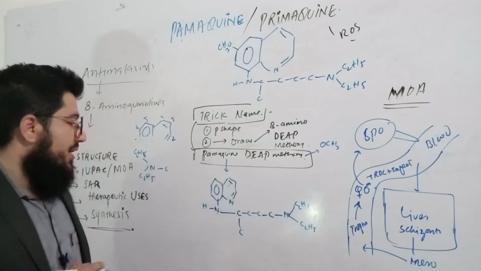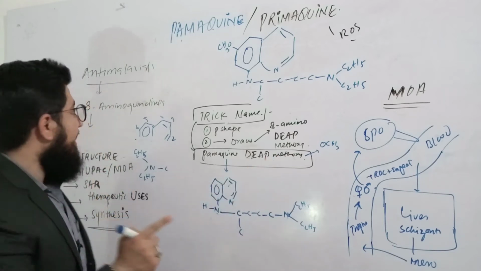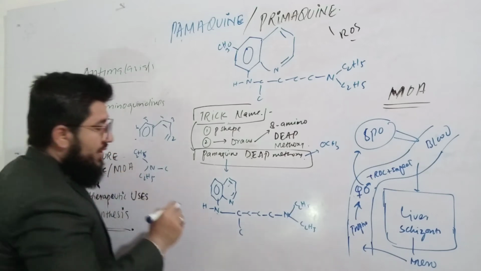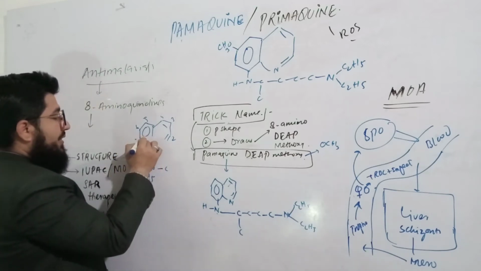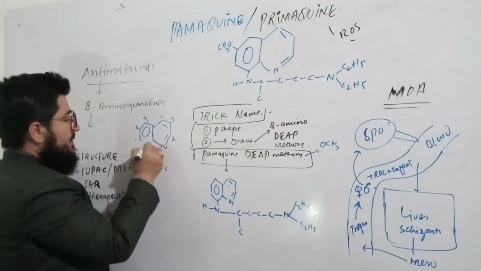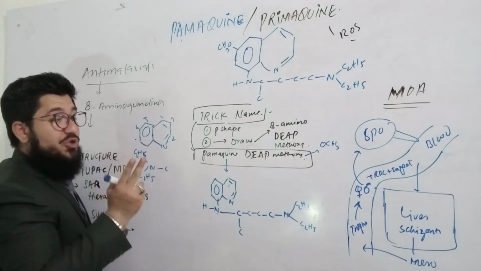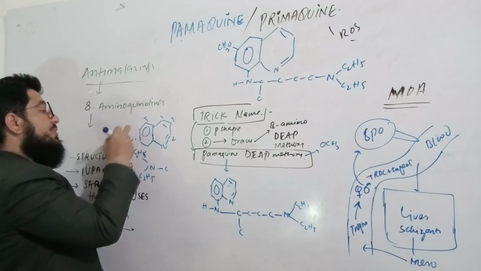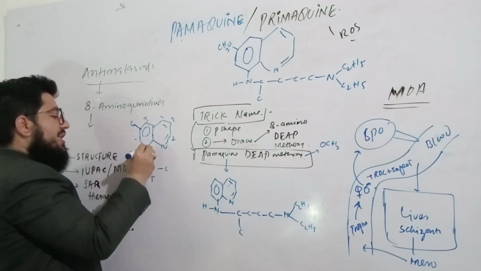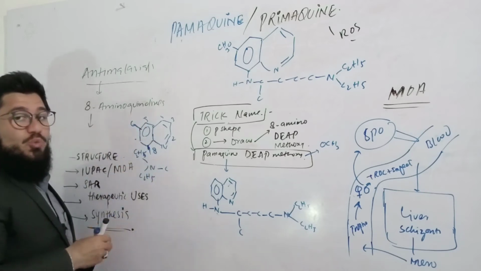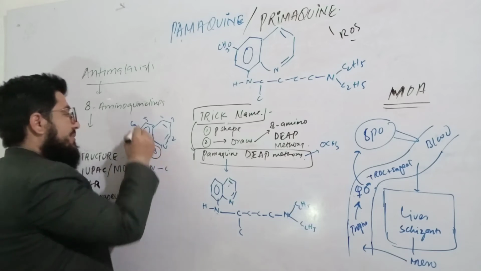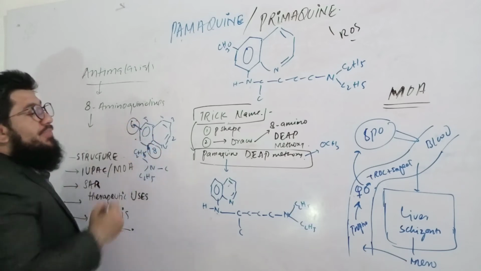Remaining is methoxy. Remember, regarding 8-aminoquinolines, your quinoline ring must be having substitutions on two positions. One substitution will be on the 6th position, another will be on the 8th position. So two positions are allowed for the substitutions regarding pamaquine.